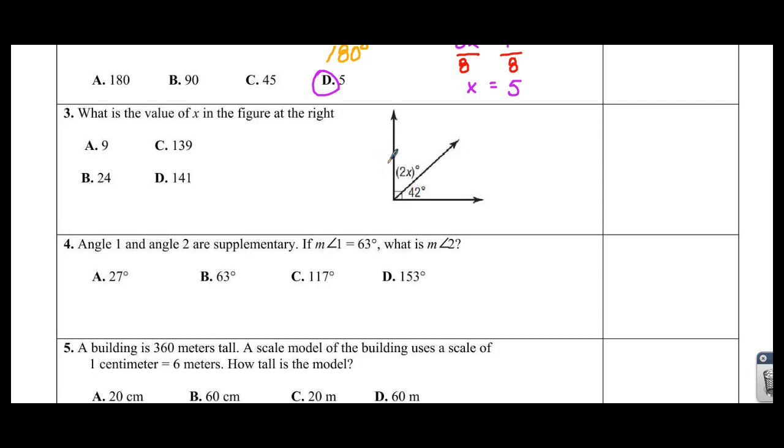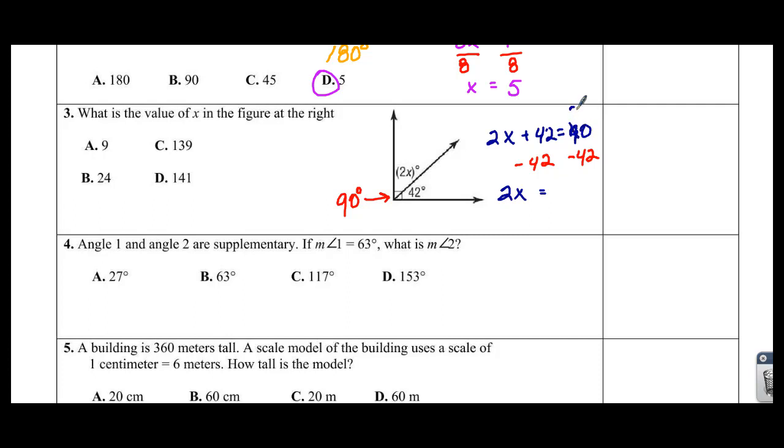Number 3, what's the value of x in this problem? Well, this right there tells us that the total angle is 90 degrees on this one. So since the total angle is 90 degrees, we know that 90 degrees is made up of the 2x and the 42 all together. That is 90 degrees. We're going to take away the 42, that's the constant. Whenever we solve one of these, we remove the constant first. And that leaves us with 2x equals 90 minus 42.